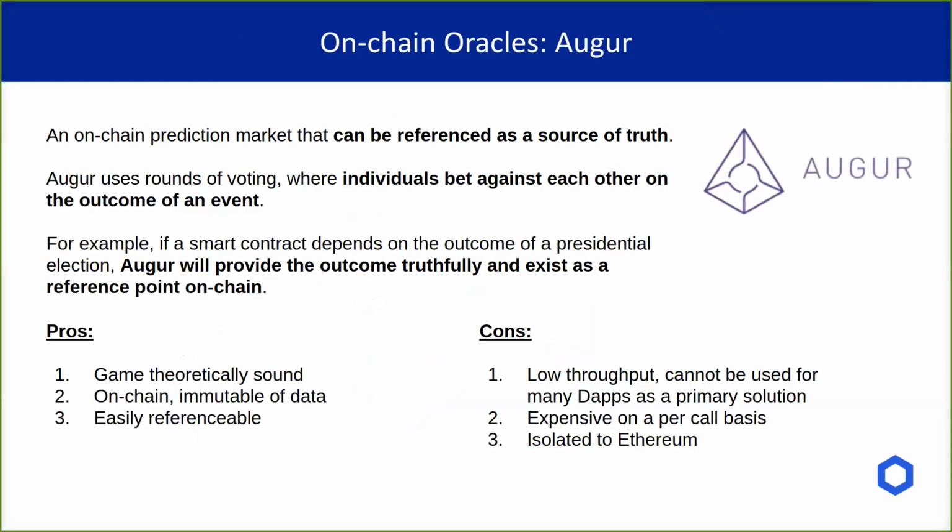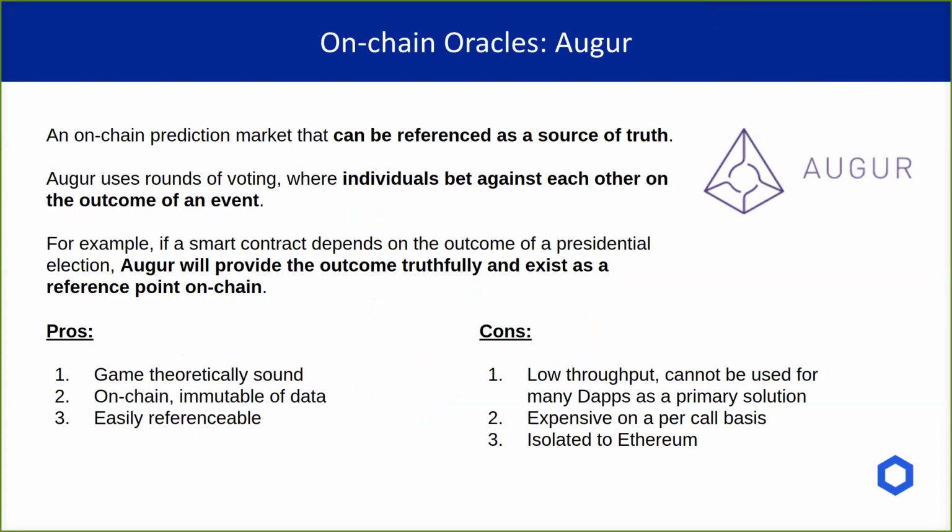Thirdly, you've got protocols such as Augur, which is an on-chain oracle. Augur can be referenced as a source of truth. It has rounds of voting where individuals can bet against each other on the outcome of an event. If a smart contract depends on the outcome of a presidential election, for example, Augur will be able to provide that truth and be a reference point on-chain.